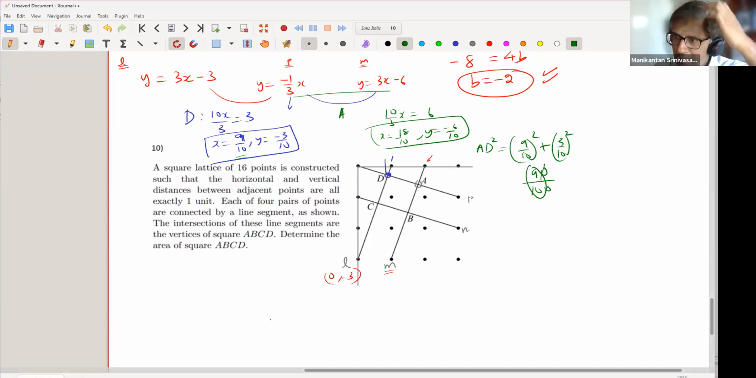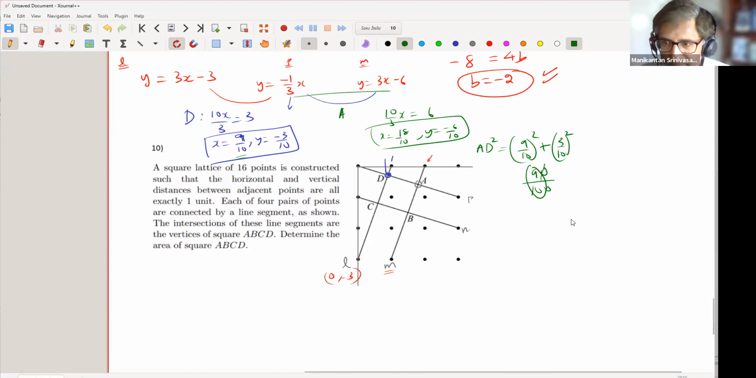Okay. Any other methods? Keshav, did you do another method? Did the same way as well. Same. Okay. How about you, Ritisha? Same. Same. Okay. I did similarity.